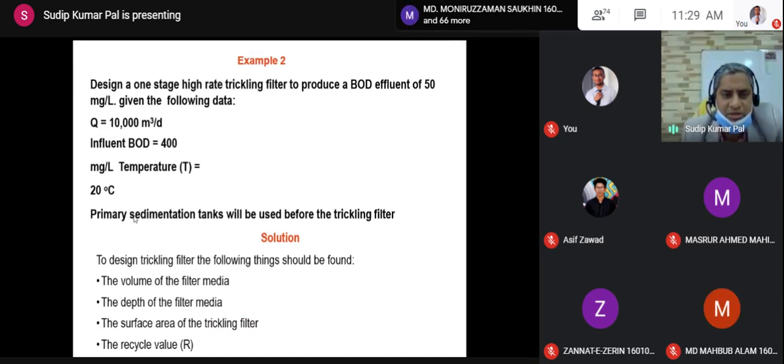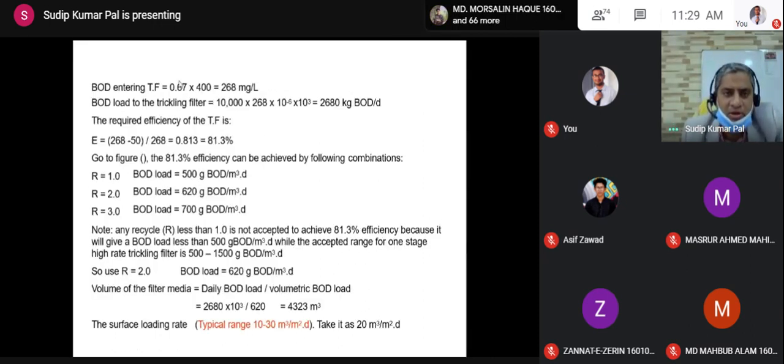So you can see primary sedimentation tank will be used. Since there are primary sedimentation basins, obviously some efficiency or some BOD will be removed. So it assumes 33%, maybe quite high inside. But you can assume 25 to 30, then your value will be slightly different. So do you understand the first line? Yes, sir.